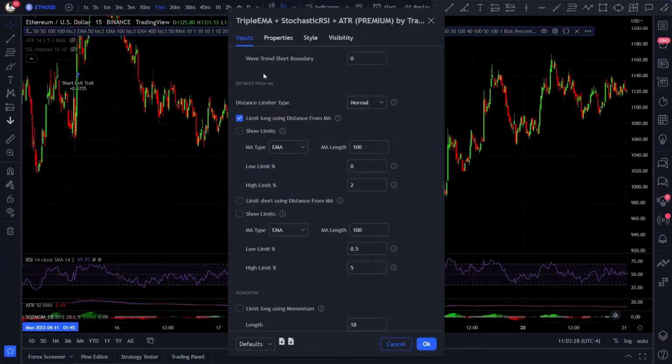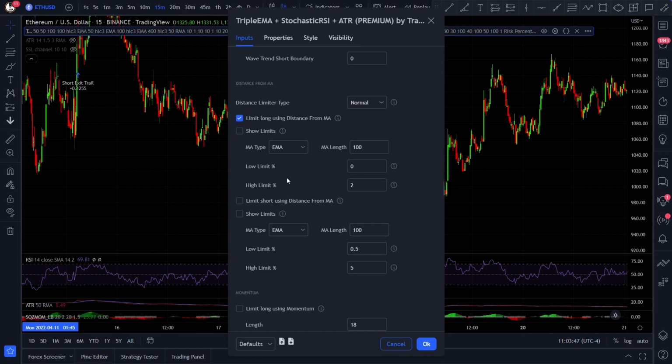Moving on in the list of filters, we have the distance from MA function. This filter was included in our earlier script releases, but we redesigned it and changed the calculation method. With this filter, you can limit how close or how far from the set moving average you allow trades to occur. As you can see, you can set this filter for longs and for shorts separately.